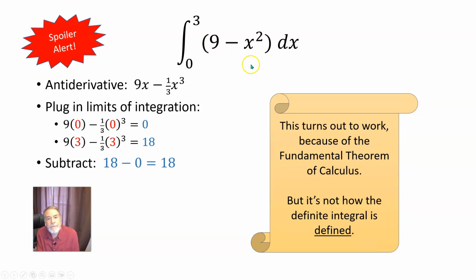It's not what this is defined to mean. Instead, there's a theorem that says it turns out that you can actually evaluate it that way and get the answer that agrees with what it is defined to mean. So, what does it mean?